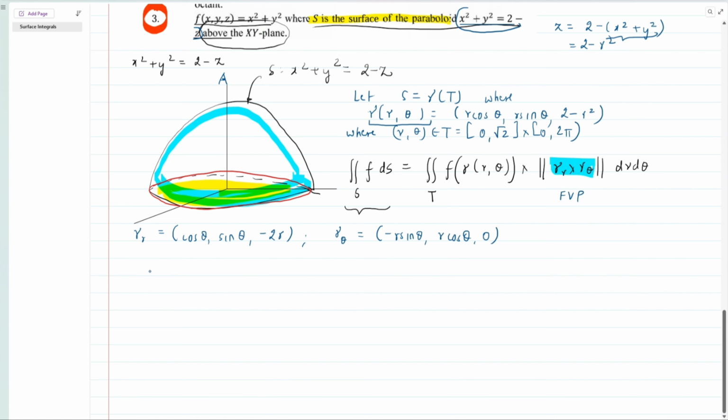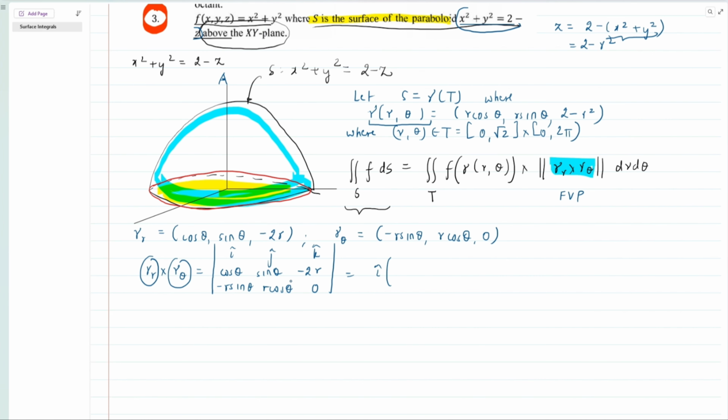For the fundamental vector product, we need to take the cross product, or the vector product, of these two partial derivative components. It's evaluated as i hat, j hat, k hat. For the second row, we take the first vector, gamma r, so it's cos theta, sine theta, minus 2r. For the third row, we take the second vector, gamma partial derivative with theta, and that's negative r sine theta, r cos theta, and 0.